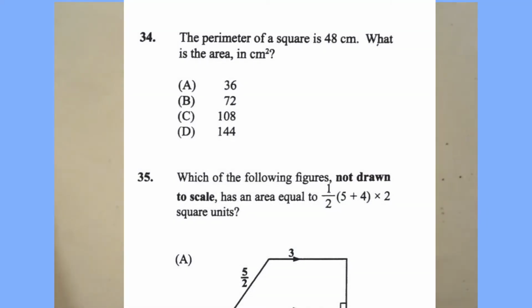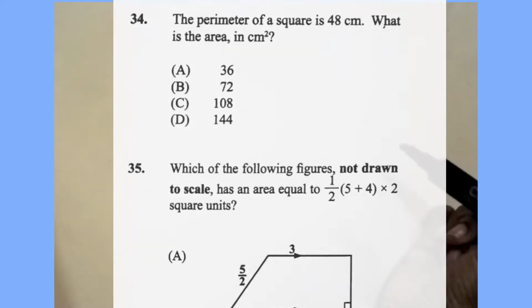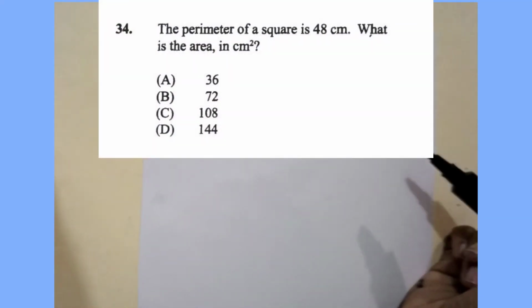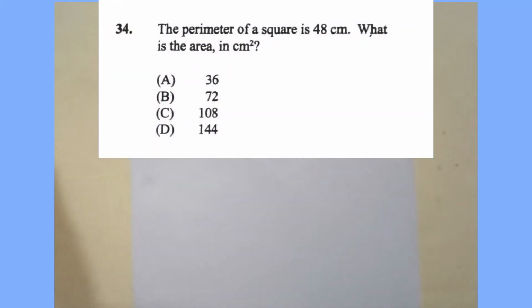So we're going to be looking at two questions from the multiple choice paper of last year. That's May 2019. Right, so we're going to be looking at questions 34 and 35. So let's jump right into it.